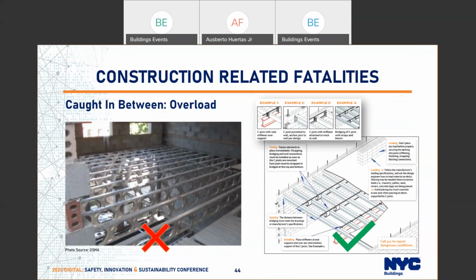This slide is showing the wrong and the right ways of installing cold-formed steel. Bracing and securing the C-joist is key. When using this material, ensure you are following the approved plans and following manufacturer's recommendations at all times. Just as a reminder, Day 2's presentation on worker safety will cover the cold-formed steel topic as well.